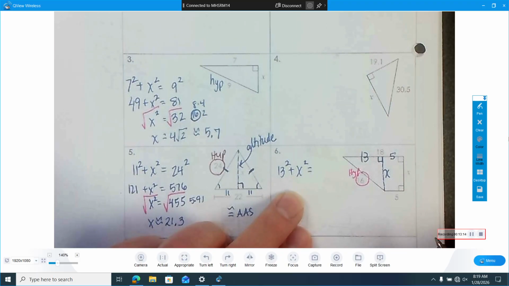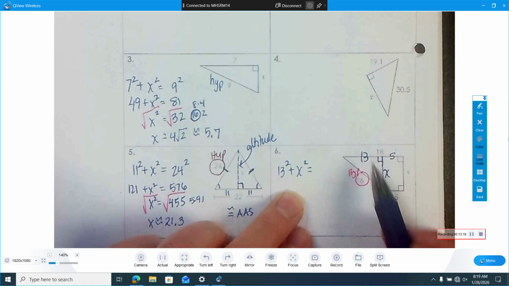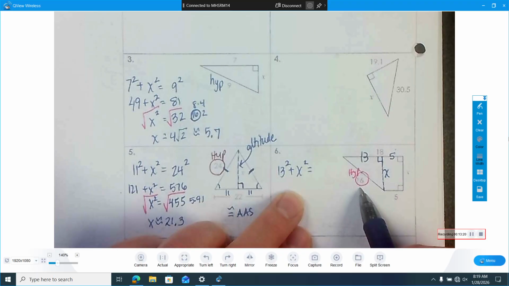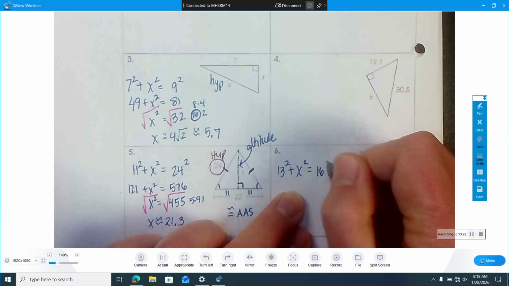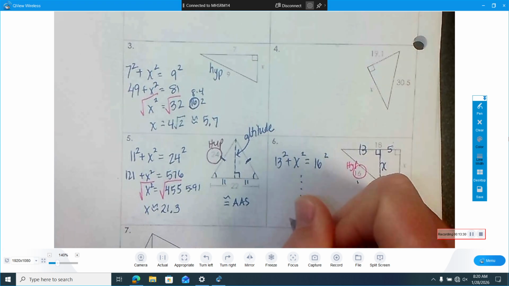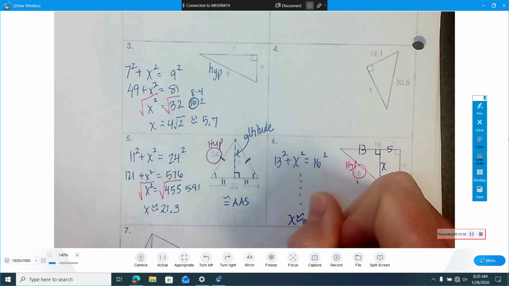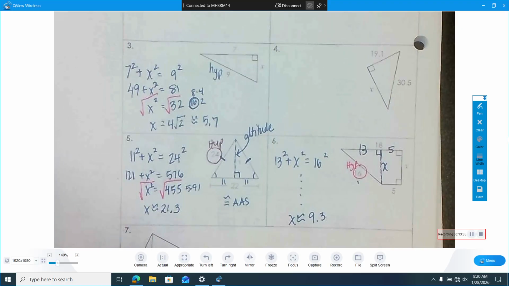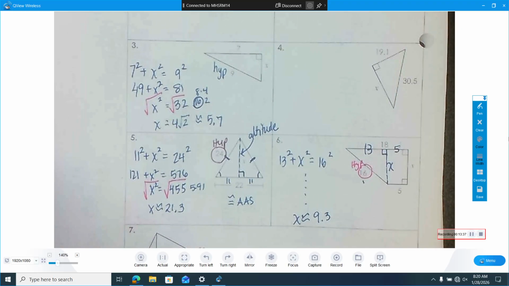13? Okay, so x squared plus 13. So leg squared plus leg squared equals hypotenuse. 16 squared. Okay. We're there, right? Everybody's there? Yeah, you're good. Do I need to solve from here? No? Okay. So x is approximately 9.3 when you get down to it. So really we're going to focus on the setups here. All right.